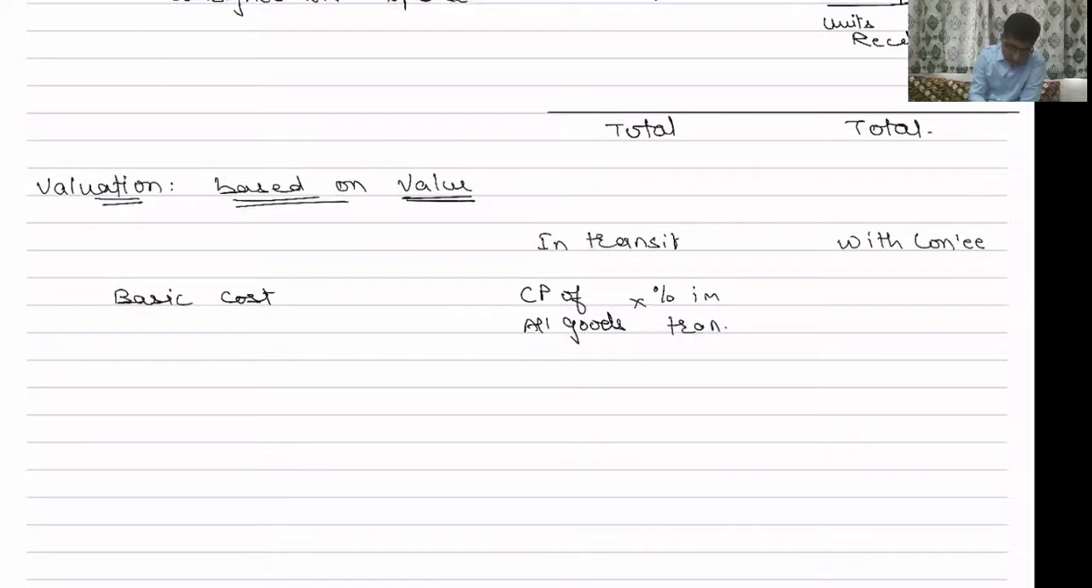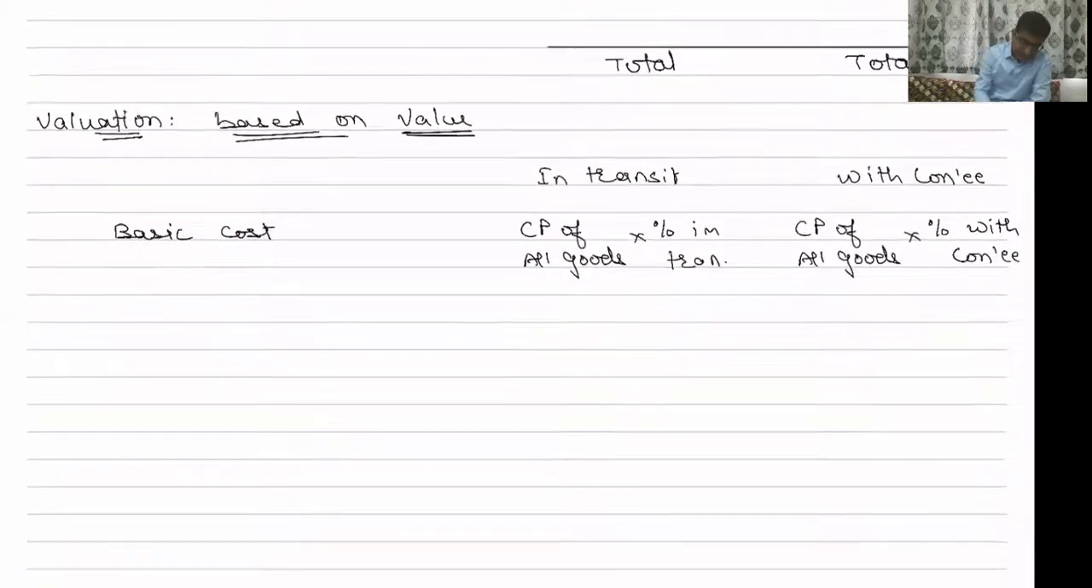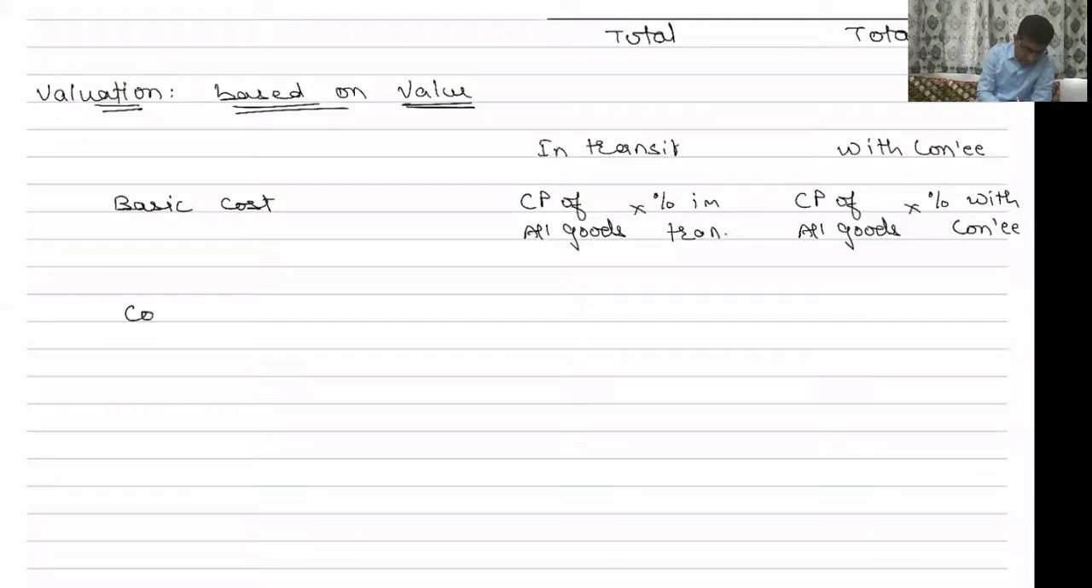Similarly, cost price of all goods into percentage with consignee. That's how we do the calculation. Again, we will be required to include consignor's expenses. How will we include the consignor expenses? Consignor expense upon goods sent into goods in transit.